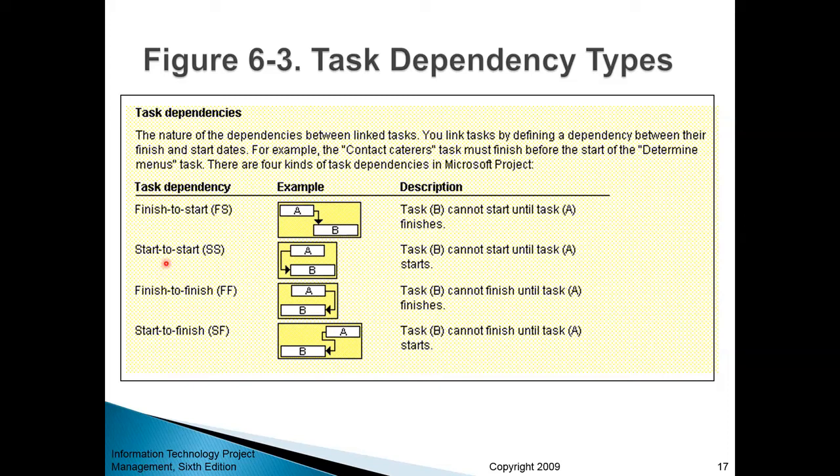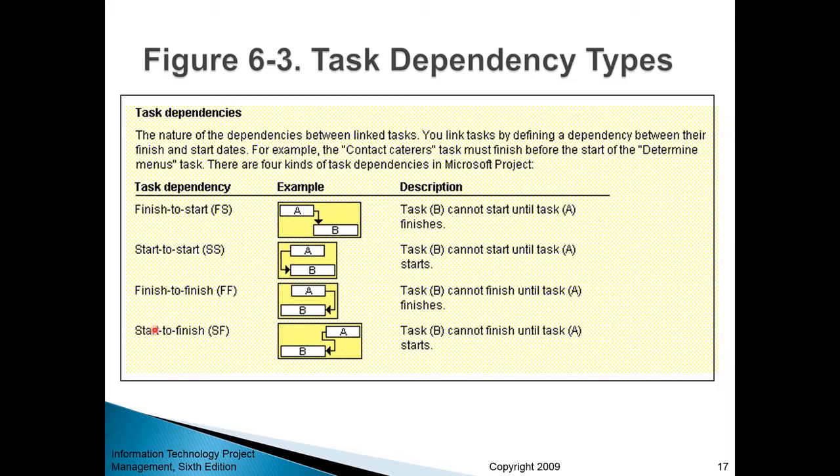Then you have start to start. Task B cannot start until task A starts. To rephrase that, both tasks need to start at the same time. An example of tasks that have this kind of logical relationship would be, let's say, development and testing, right? So testing, task B, cannot start until you start development. Once you start development, you can start testing the individual codes or components of your code, individual modules or components of your code.